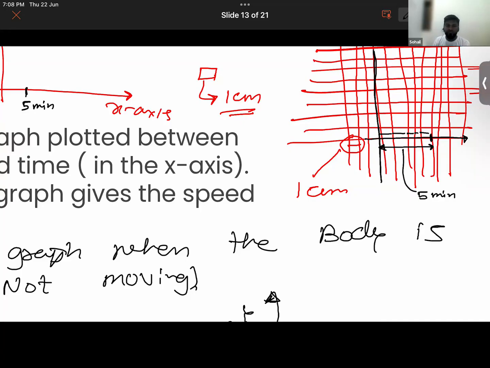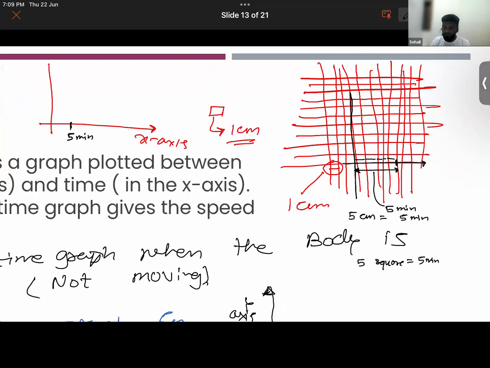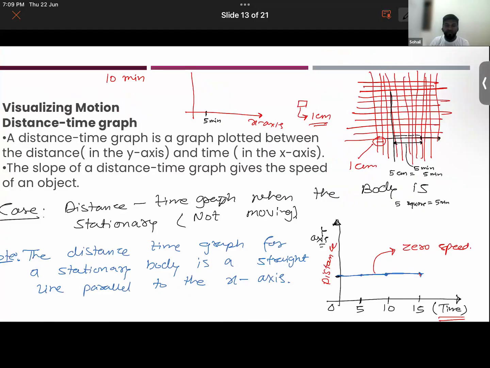Are you getting this? Okay. So basically, the scale here is that 5 centimeters equals 5 minutes. Or basically, you will say that 5 squares mean 5 minutes here. That is how we can take a scale on a graph paper. And also how we need to draw the two different lines, horizontal line and vertical axis.